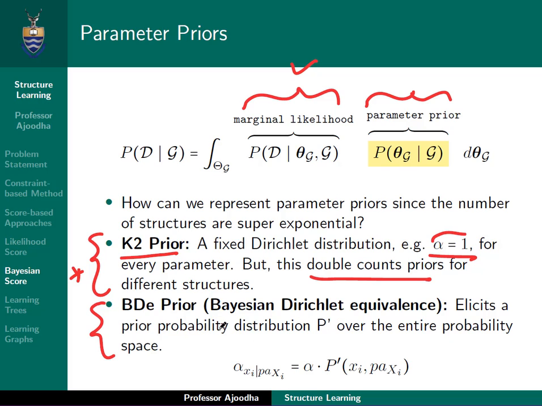A better way to do it is, instead of putting a prior inside each of the parameters, to put a prior over a probability space. You can specify a prior for a particular setting of xi and its parents by giving us a distribution. This P prime is a distribution, and putting that distribution prior over the probability space allows us to bypass the parameter and rather offer a more holistic prior which we can easily reuse.